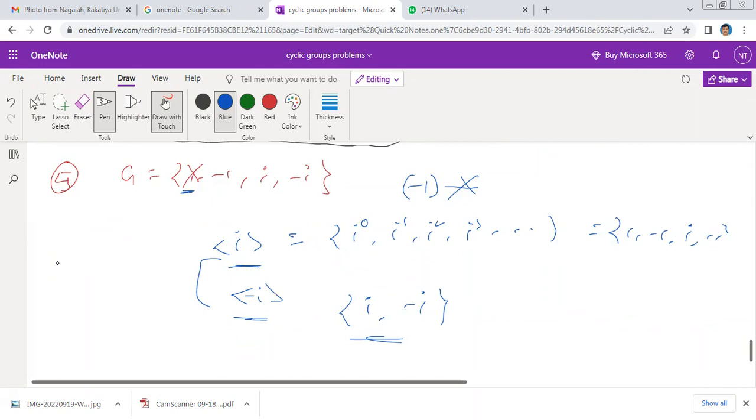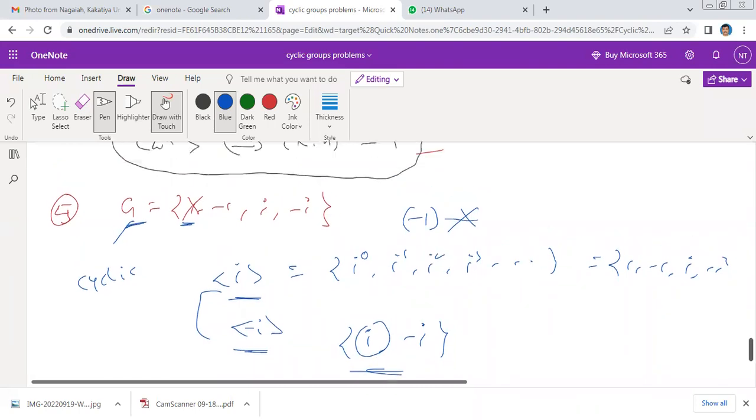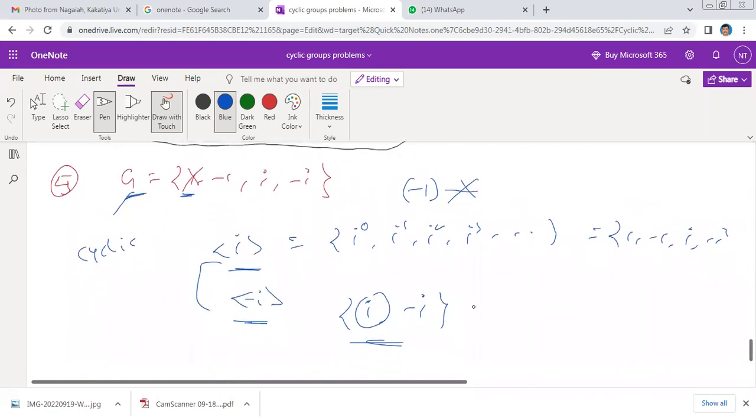One question was asked once: the set of all generators of a cyclic group. Because i and minus i generate G, this is called a cyclic group. An important question is, does the set of all generators form a group? No, there is no identity element here. The identity element is not a generator, so it will never be a group.